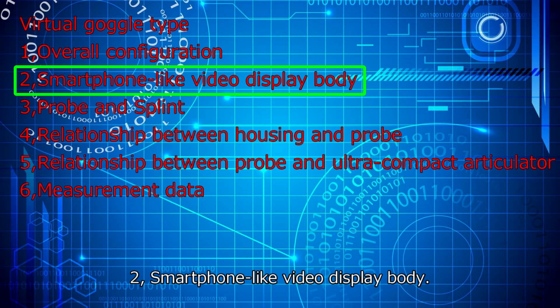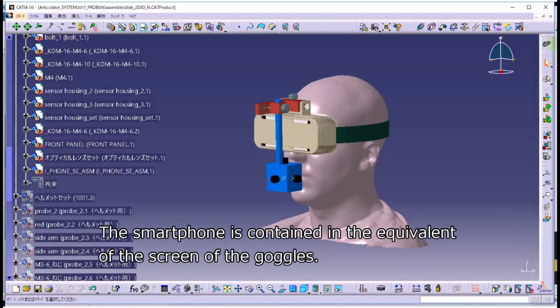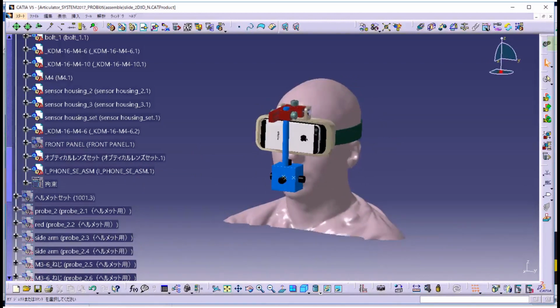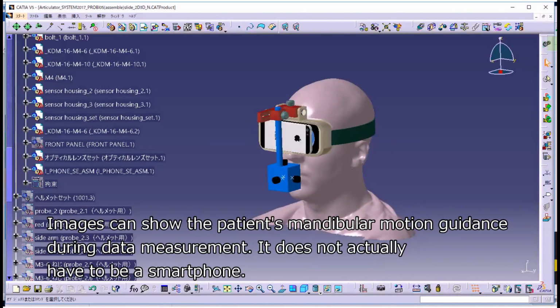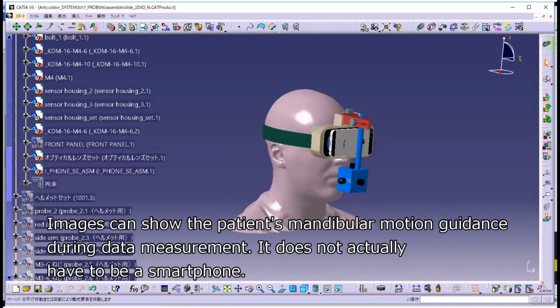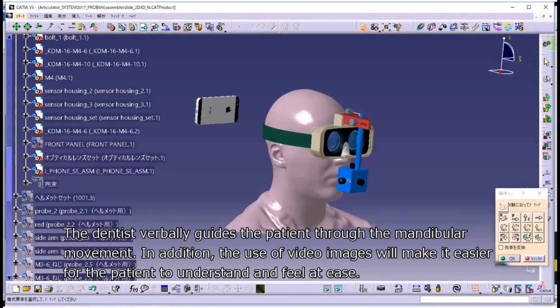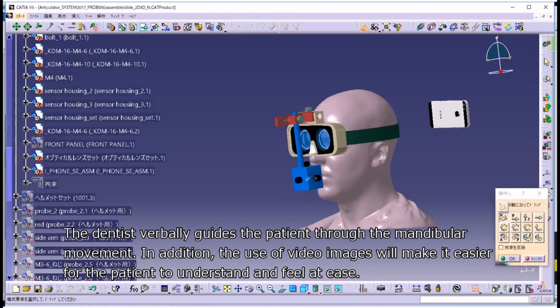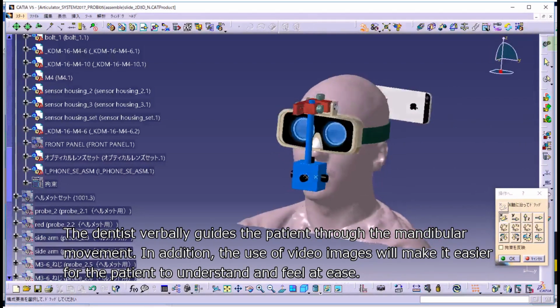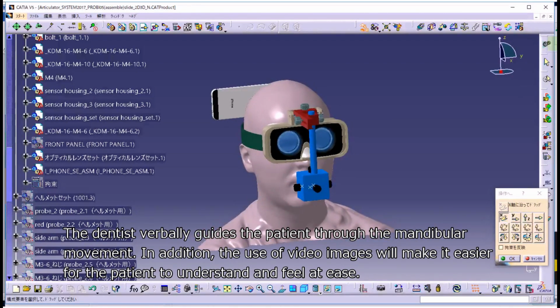2. Smartphone-like video display body. Hide the goggle cover. The smartphone is contained in the equivalent of the screen of the goggles. Images can show the patient's mandibular motion guidance during data measurement. It does not actually have to be a smartphone. The dentist verbally guides the patient through the mandibular movement. In addition, the use of video images will make it easier for the patient to understand and feel at ease.